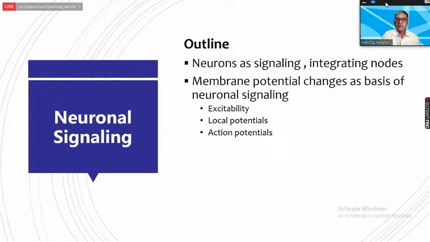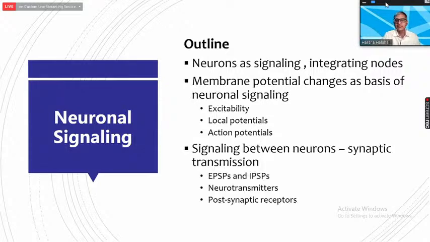We would look at membrane potential changes as the basis of neuronal signaling. So we look at things like excitability, local potentials, and action potentials. This is something that we learn right in first MBBS, and then we kind of put it on the back burner and forget about it. So I would spend a little time on this because it is an excellent example for the multidisciplinary nature of neuroscience, which has brought together scientists from varied fields of science and even humanities, and the kind of progress that has been made in the last century is simply amazing.